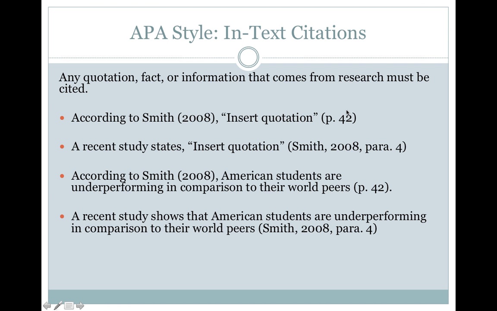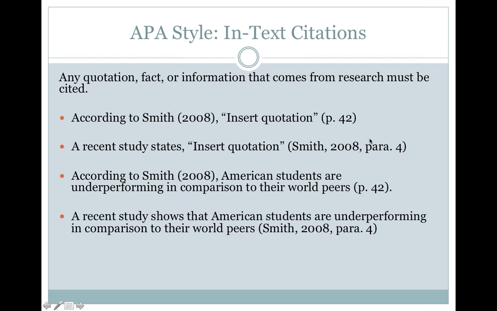Let's imagine that you have a perfect quotation that you'd like to use in your paper. You have two options. You can mention the author's name at the beginning of the sentence, and as soon as his or her name appears, put the year of publication in parentheses. So, according to Smith, 2008, then deliver your quotation. And then once the quotation is finished, you put a page or paragraph number in parentheses. That means the page or paragraph number where the quotation appeared.